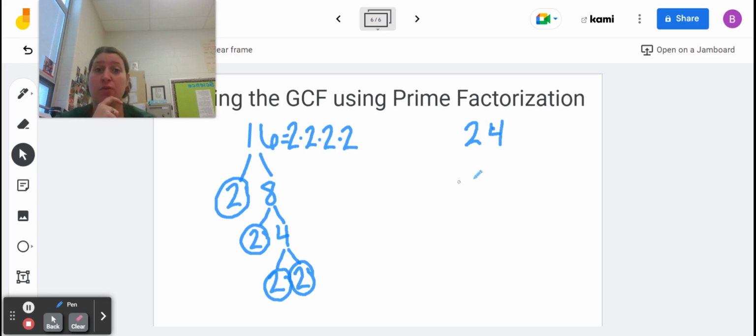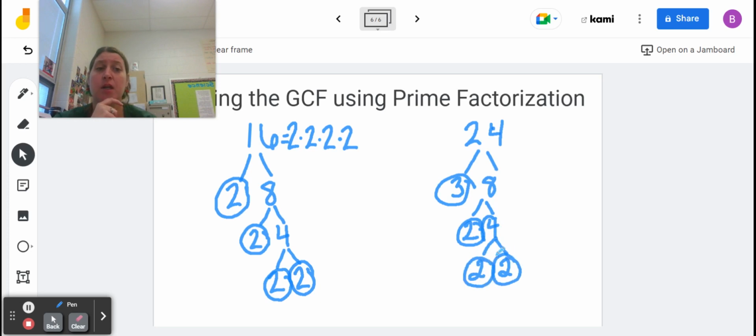I'm going to do the same thing for 24. Okay, I did 6 times 4 last time, so let's do 3 times 8. 3 and 8. 3 is prime. 8 we just found out over here. So we have 2 and 4. 2. Oop, 4 is not. I need to break it down. 2 times 2. Now I need to list them from smallest to largest. So this one is going to start with the 2's. So I'm going to have 2 times 2 times 2 times 3.